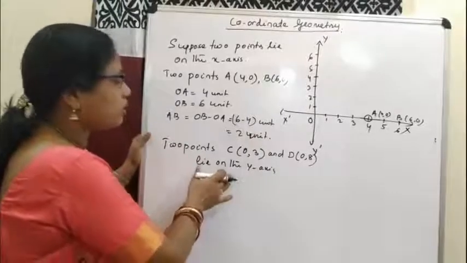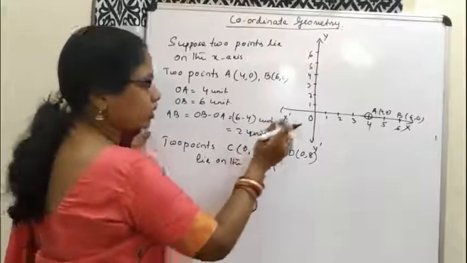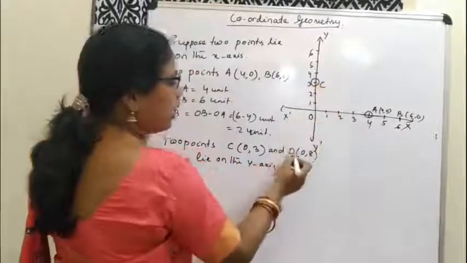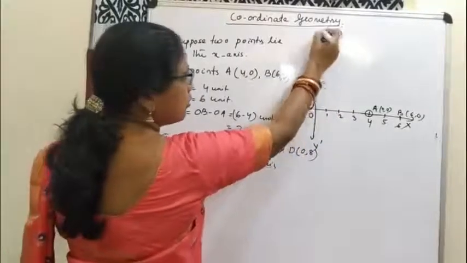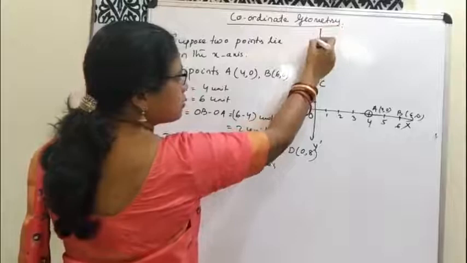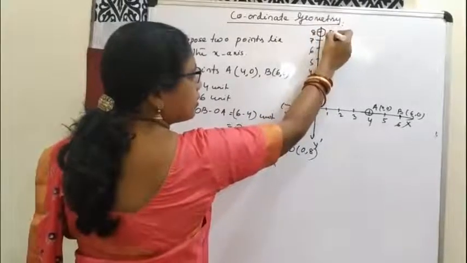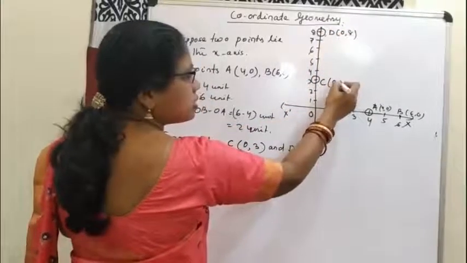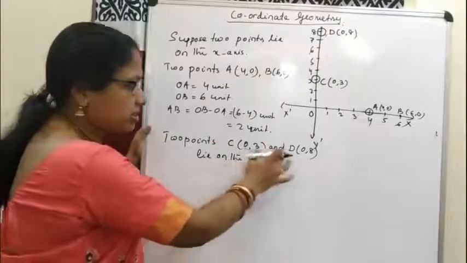Here another 2 points are given. C having coordinates 0, 3. So this is the point C, and D is 0, 8. So here we have to locate 8. So this is 7, this is 8. So this is our D having 0, 8. C having coordinate 0, 3. So we have to find the distance between C and D.